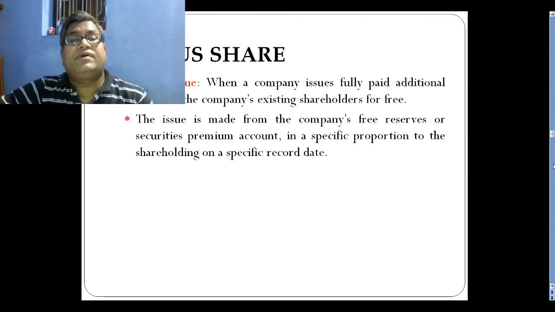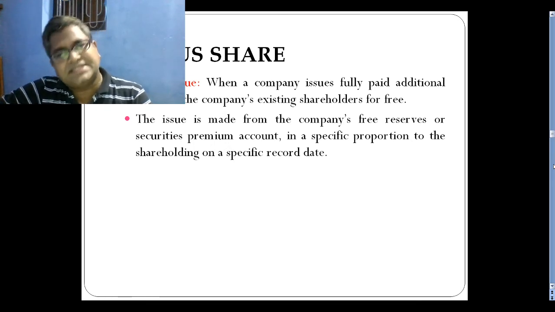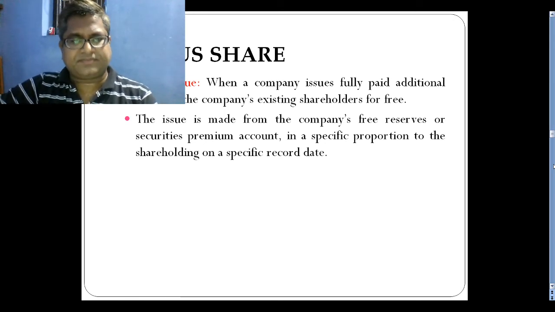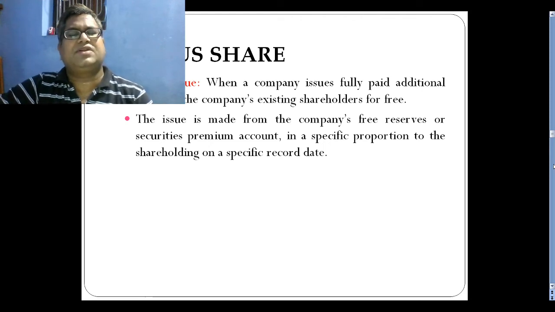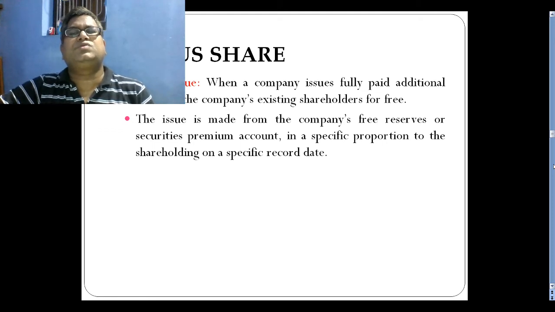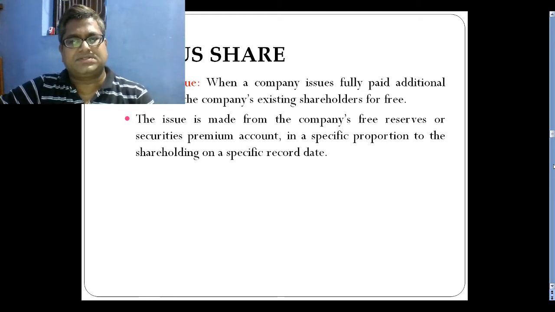Another method of raising funds is called a bonus share. Bonus issue or bonus share, the meaning is similar. Bonus means additional shares given to the existing shareholders for free. This type of issue is made out of the company's free reserves, or it may be out of the securities premium account. That is called a bonus share, an issue to the existing shareholders for free, through which funds are also raised.